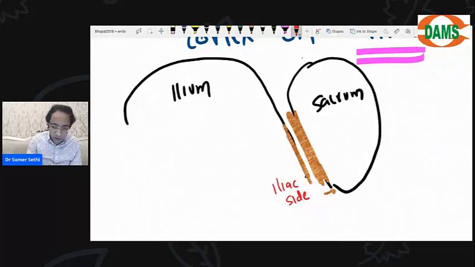Let's see. Okay, so what happens is because of inflammation that happens in this disease, the iliac side starts to have erosions.